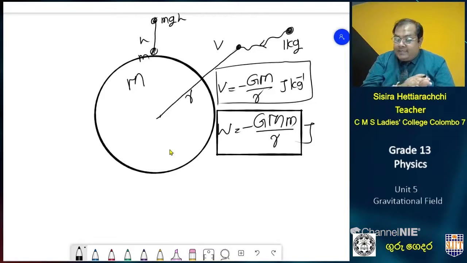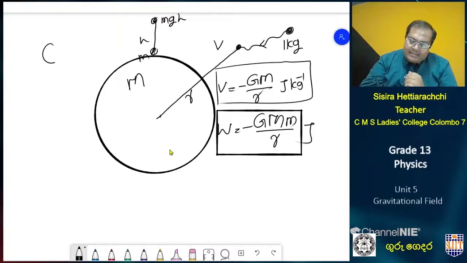Basically you have to memorize these equations: minus GM over R is the potential, and minus GMm over R is the potential energy. Potential is a value corresponding to that point; we can find the potential as minus GM over R, and the potential energy as minus GMm over R. And this was very important.